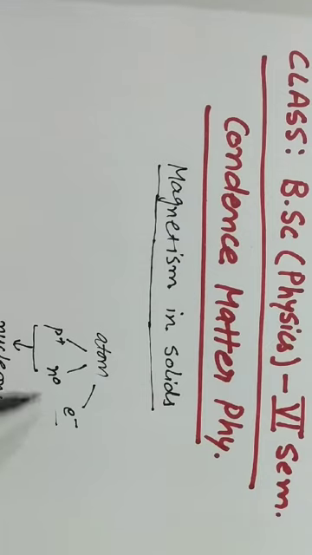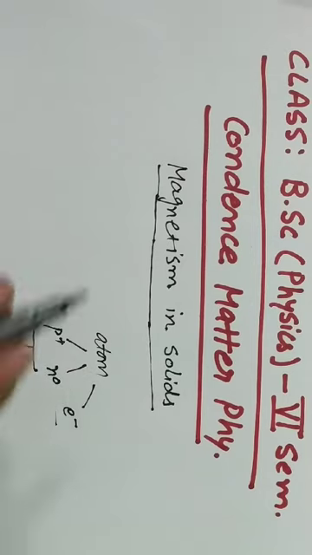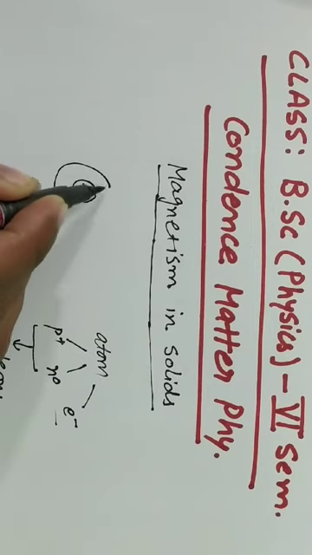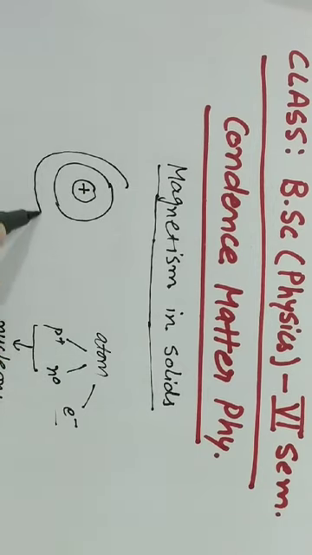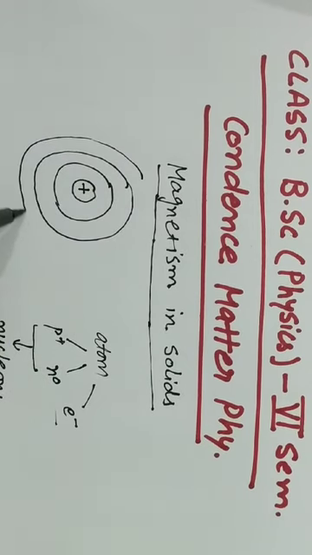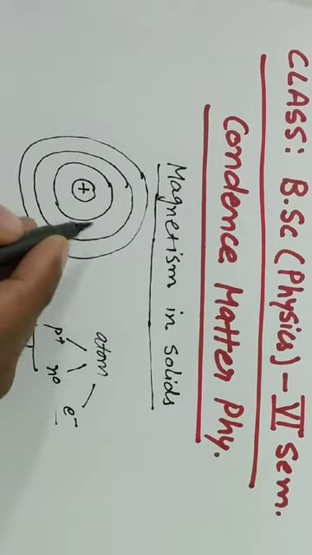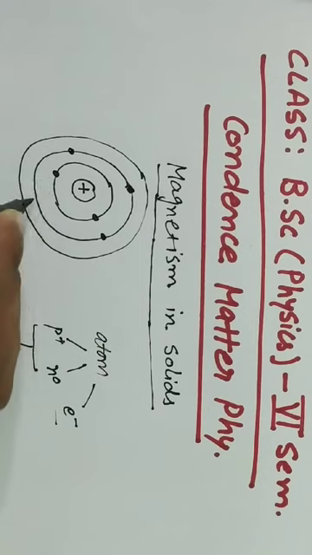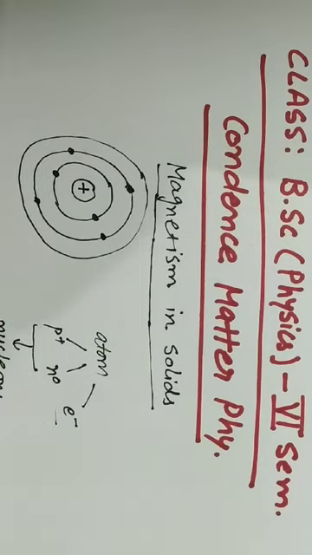According to Bohr's theory, electrons are revolving around the nucleus. This is the nucleus and these are the energy shells. According to the Bohr concept, the electrons revolve around the nucleus in fixed energy levels, and these energies are quantized in nature. So we already know this fact.